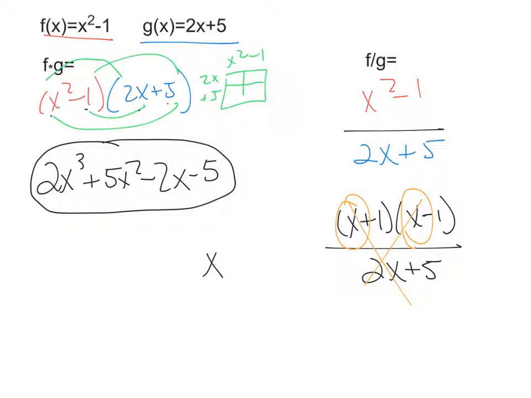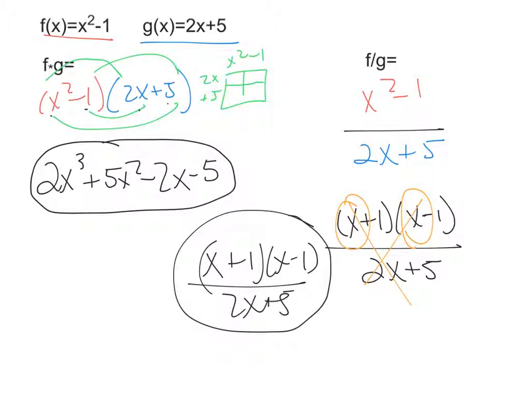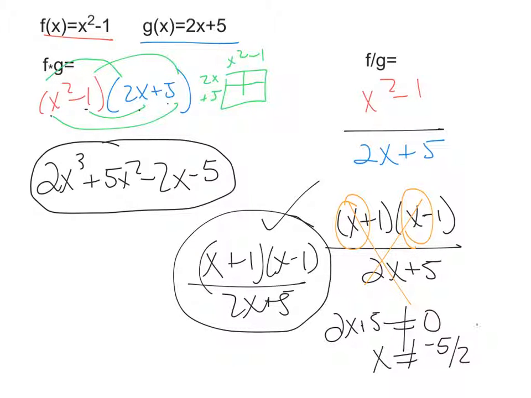So my answer is really x plus 1 times x minus 1 all over 2x plus 5. Ooh, that's a very sloppy 2x plus 5, but you get the idea. There's your answer. You have restrictions. 2x plus 5 cannot equal 0. So that means that x cannot be negative 5 halves. I subtracted 5, divided by 2. So you've got your simplified expression, and then you have your restriction.